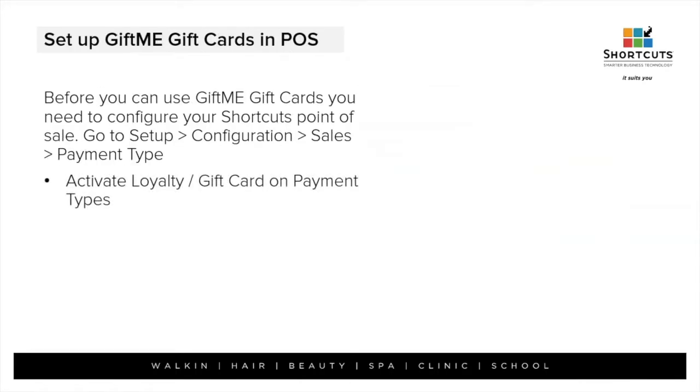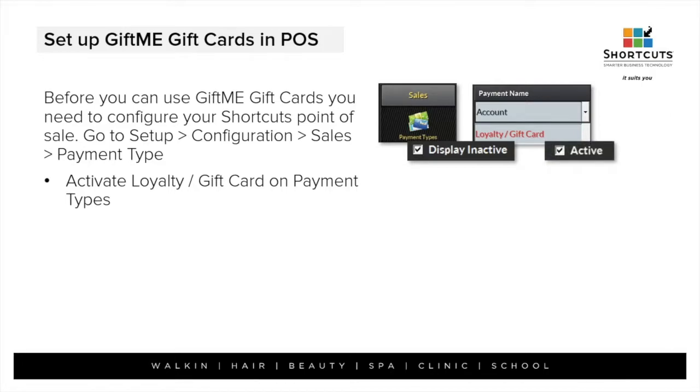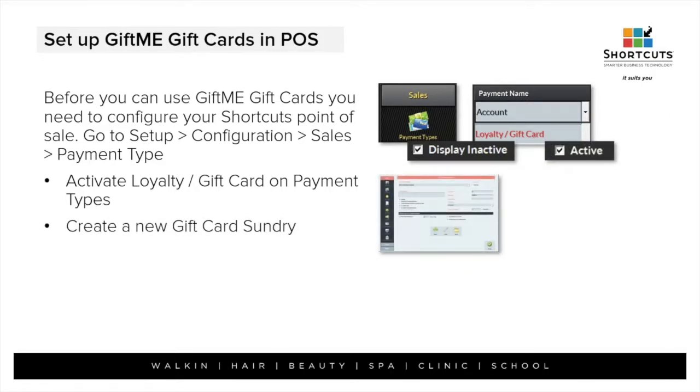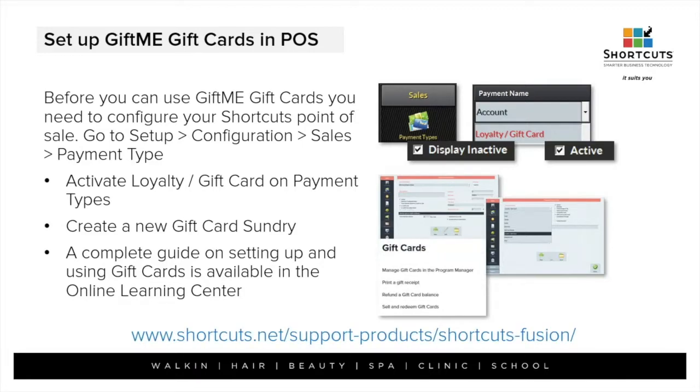And then in the point of sale, again, whether you're using a physical GiftMe gift card or a digital gift card, you do have to let Shortcuts know that you're accepting a new payment type. So in the point of sale, you're going to go to Setup, Configuration, and then on the left side of the screen, you're going to go to the Sales tab and into Payment Type.